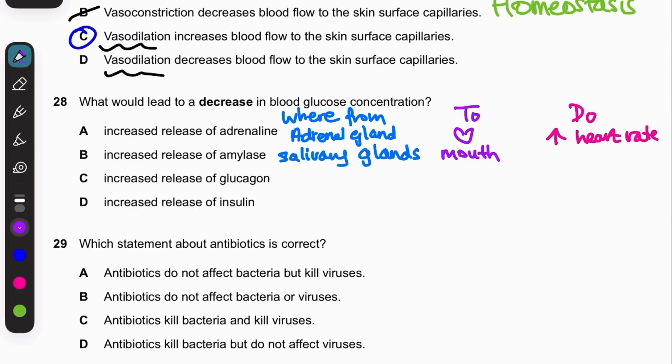And what does it do? What does amylase do? It's an enzyme because it ends with 'ase', and therefore it's breaking down what? It's breaking down starch. Okay, it's breaking down starch.